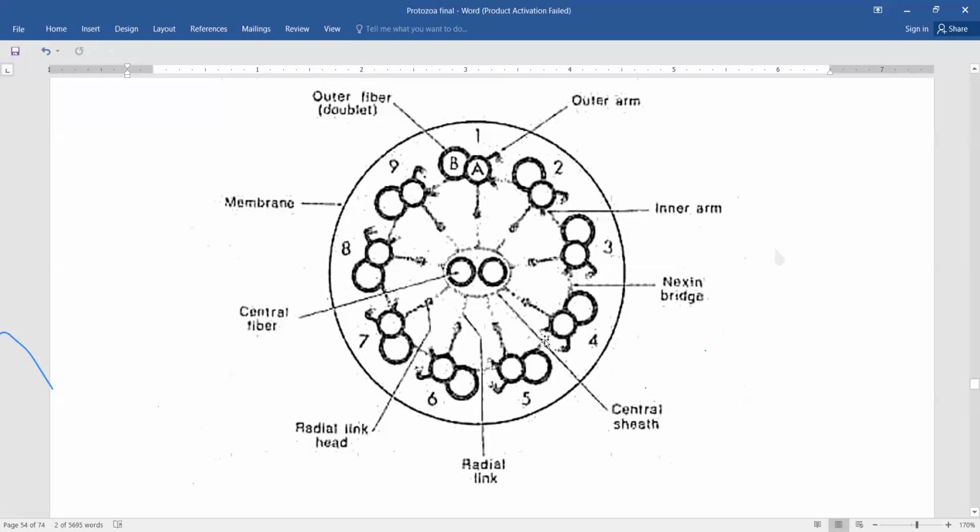Each doublet is connected to the central fiber with what we call the radial link or spoke. In the middle there is a nodule-like structure called the radial link head. So this is the TS, transverse section, of a flagellum. This is the outer membrane. There will be a pellicular membrane, so this constitutes the pellicular membrane.